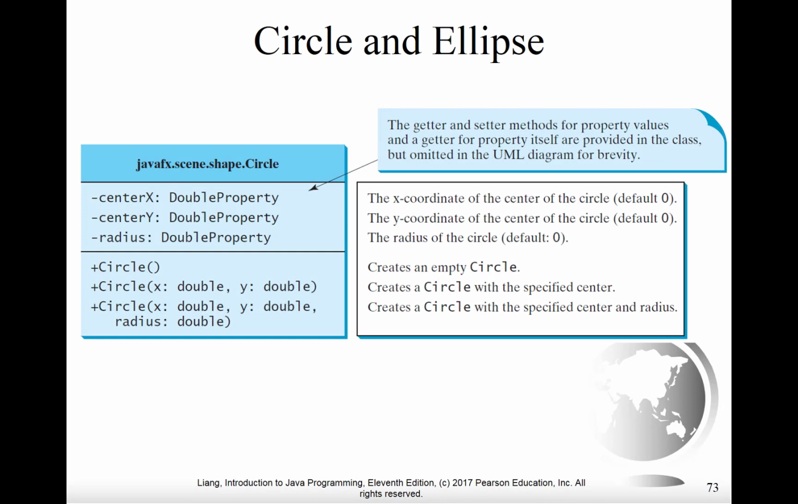You can see we have 3 constructors here. One is a no-arg constructor, which simply creates an empty circle. The second constructor takes 2 doubles, specifying the center of the circle, but does not specify its radius. And finally, the last constructor takes 3 arguments, the x, y coordinates of its center plus its radius.